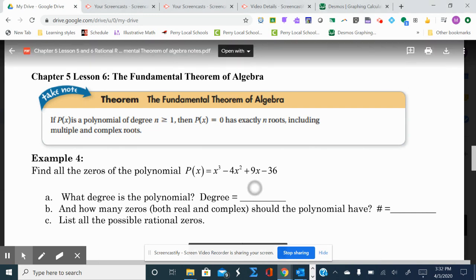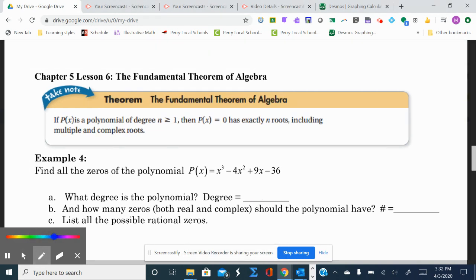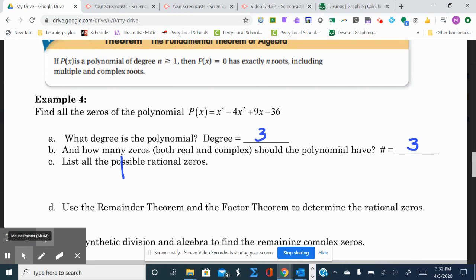So what degree is this polynomial? The degree is 3. So how many zeros, both real and complex, should this polynomial have? It should have a total of 3. So going back to our rational roots theorem, where we get the p's and the q's, we can then find our possible rational roots. So remember, p over q gets us all possible rational roots.